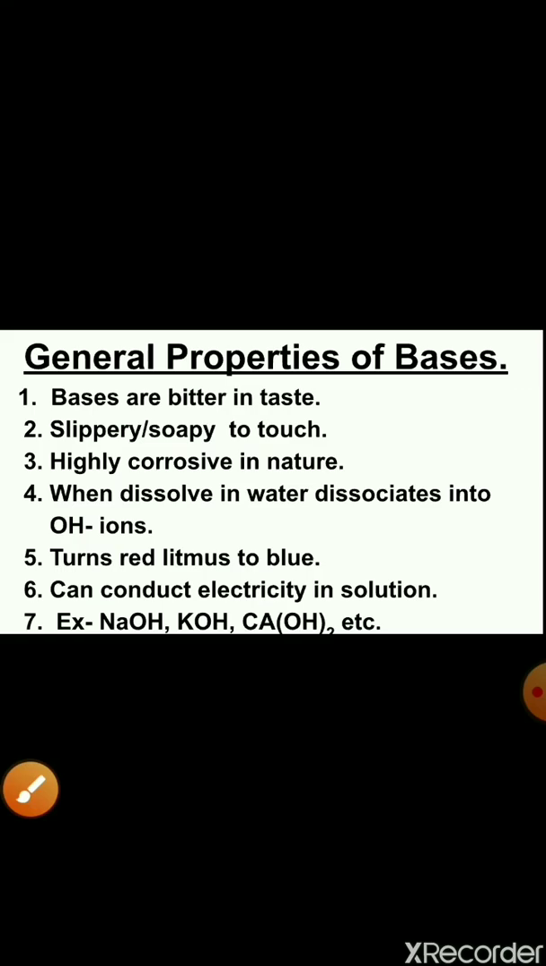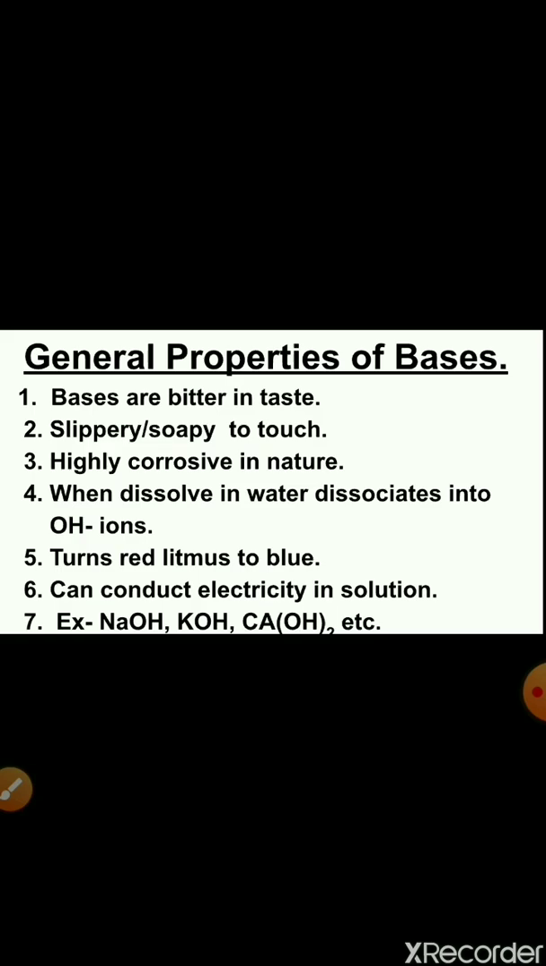Now the general properties of bases. As acids are sour in taste, bases also have their own taste. So what type of taste do they have? Bases are bitter in taste. They are slippery or soapy to touch. They are highly corrosive in nature. It means they can burn the skin, they can damage the upper surface of the skin.